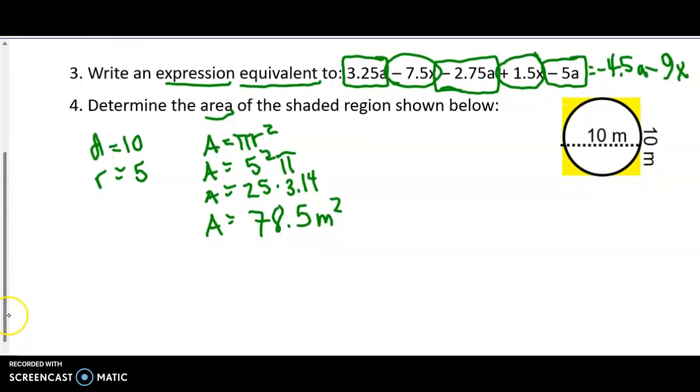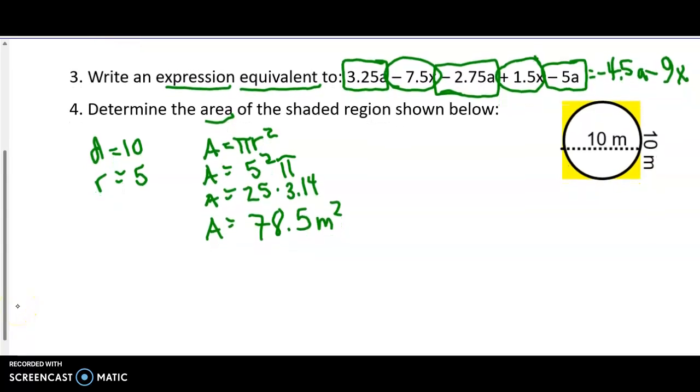Number 3, write an expression equivalent to 3.25a minus 7.5x minus 2.75a plus 1.5x minus 5a. When you combine your a's, you get a final answer of negative 4.5a. Then the x's, you get a negative 9x.